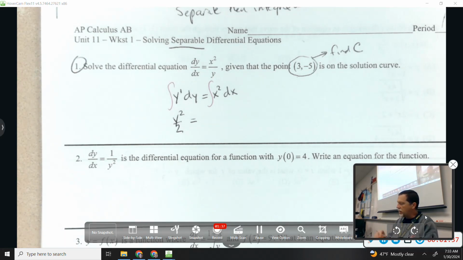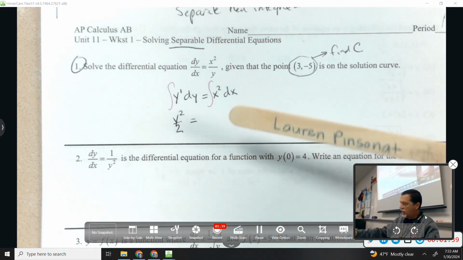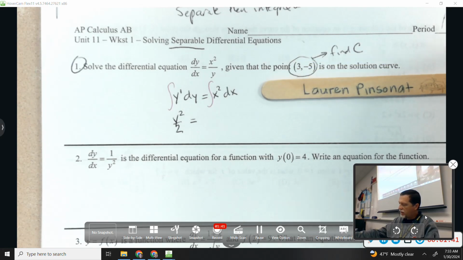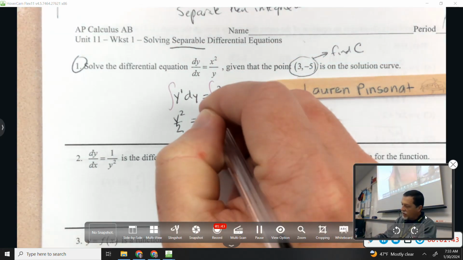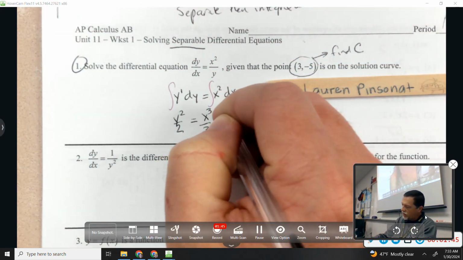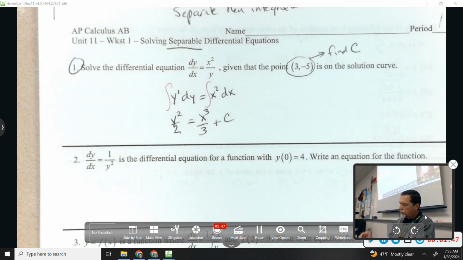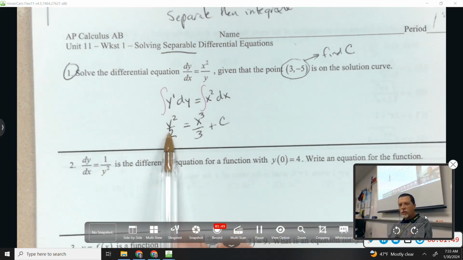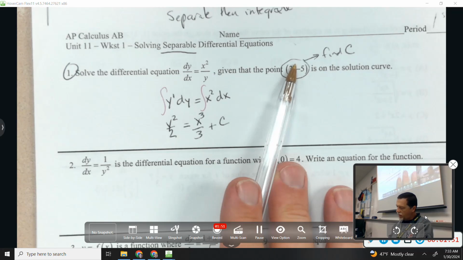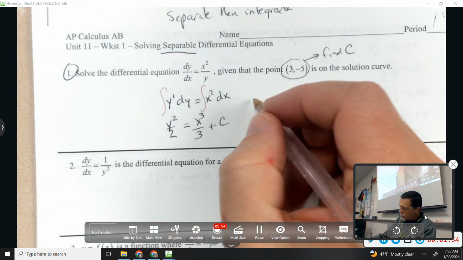Lauren, how about the other side? What's the antiderivative of x squared? x cubed over 3. Good. I like the plus c on there. x cubed over 3 plus c. Next, I'm going to solve for y, and then I'll plug in to find c. So I'm going to multiply through by 2.